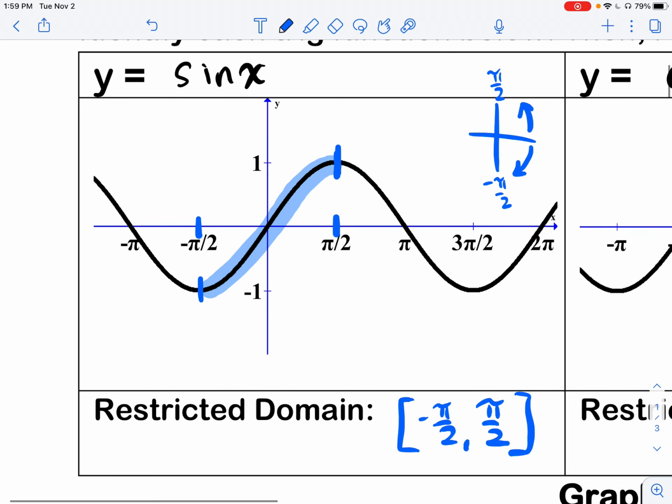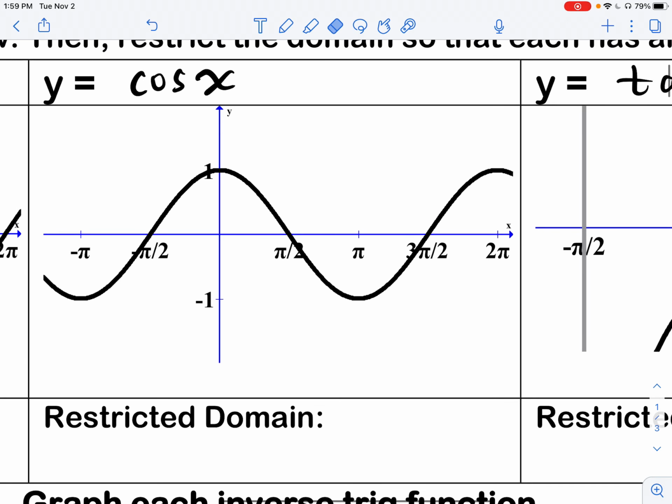And what this means now is when I write the inverse of this function from negative pi over 2 to pi over 2, that inverse will indeed be a function as well. I can now draw a number of horizontal lines so that this function is indeed 1 to 1. Okay? All right. Now let's look at another graph.